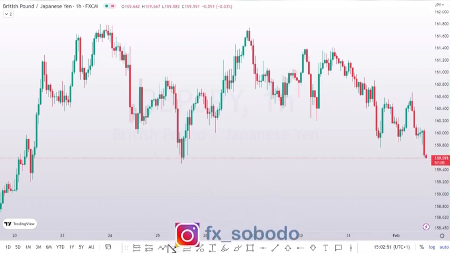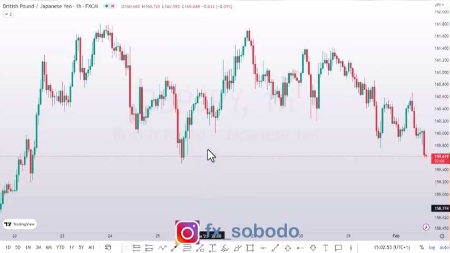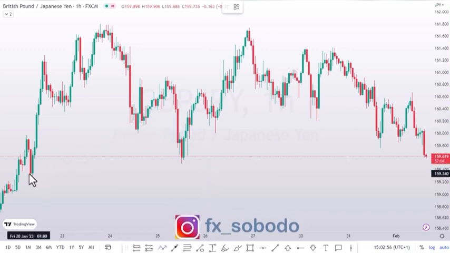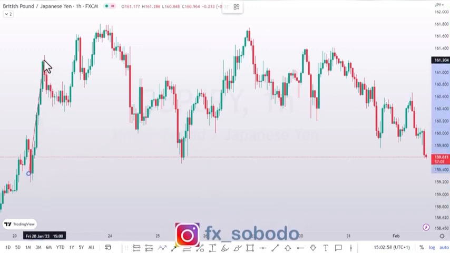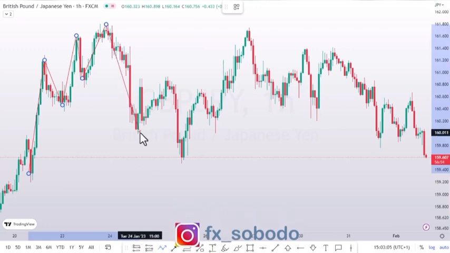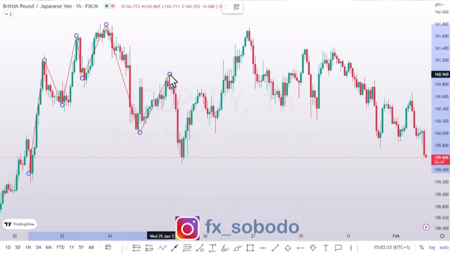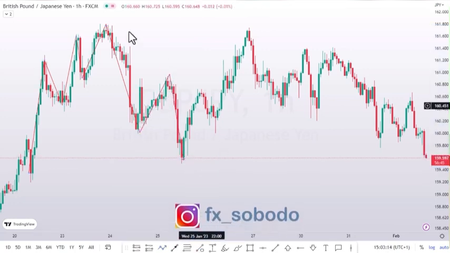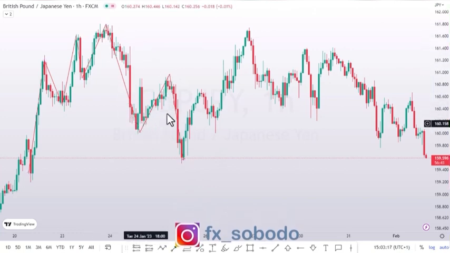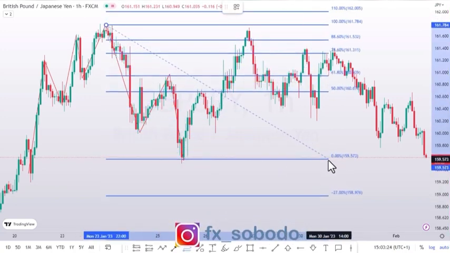Okay, let's say here on the 1 hour time frame, we've noticed the structure is like this: higher high, higher low, higher highs, higher lows, higher highs. Structure got broken to the downside: lower low, lower high, lower low. So all we're seeing is a sell structure. Now we place our fib from this high to this low.